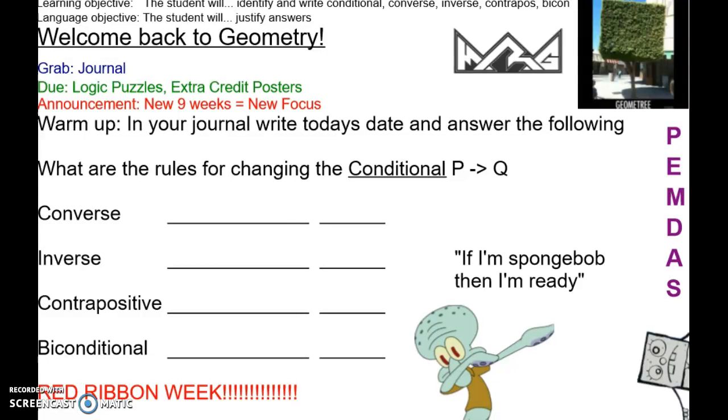Yesterday we did notes on conditional statements, okay? So you might remember we had these blue pieces of paper, right? I'll remind you how we do that in a minute here, but I want you to notice it says, what are the rules for your warm-up? What are the rules for changing the conditional P arrow Q? So P arrow Q, we actually say if P, then Q, or we say P implies Q. That's what we talked about yesterday.